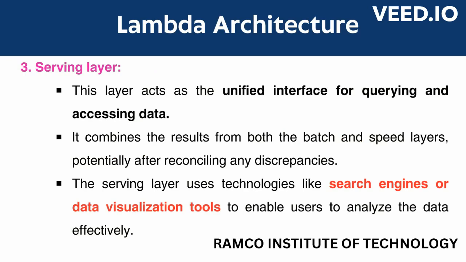Third layer is the serving layer. This layer acts as the unified interface for querying and accessing the data. It combines the results from both the batch layer and the speed layer. This serving layer uses technologies like search engines or data visualization tools to enable the user to analyze the data effectively.